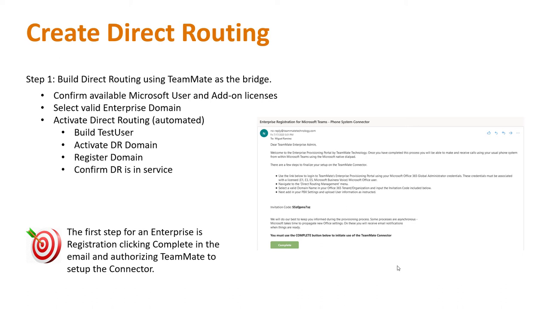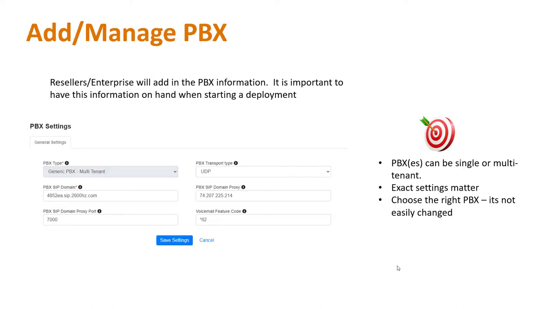These two steps together, initialization and direct routing, are the first two steps global admin will take as they interact with the TeamMate portal. The next steps can all be performed by the reseller. These involve adding in PBX details, PBX SIP domain and SIP proxy, voicemail feature code, non-standard ports if in use.